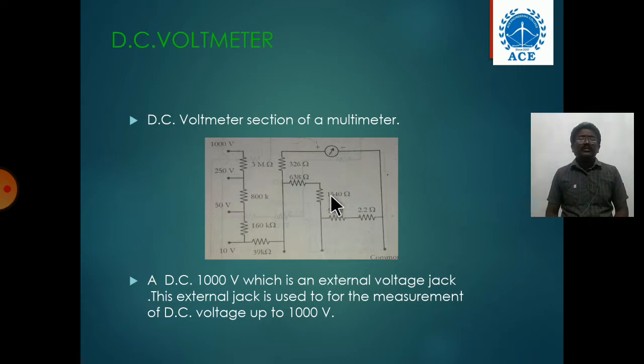With the help of the DC voltmeter, you can measure values from 0 to 1000 volts. So here a DC 1000 volts is an external voltage jack. The external jack is used for the measurement of DC voltage up to 1000 volts. So this is the function of the DC voltmeter.